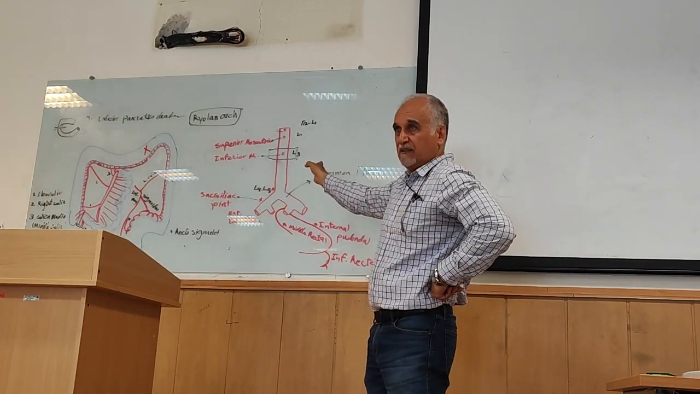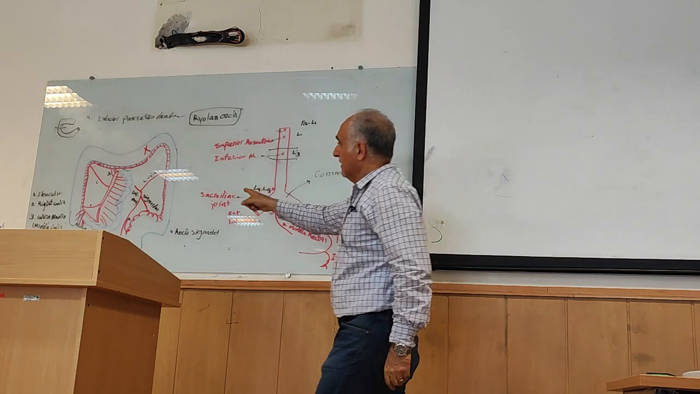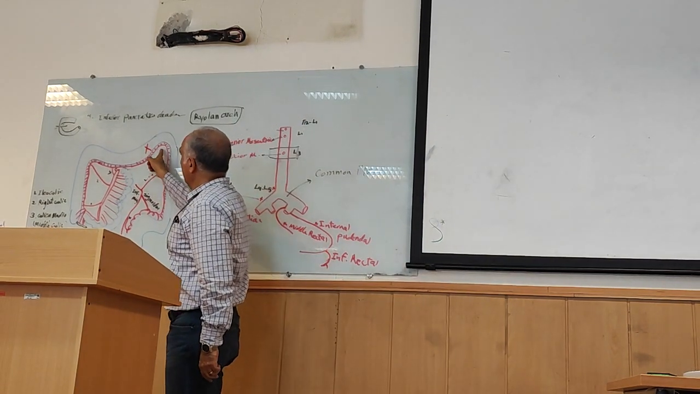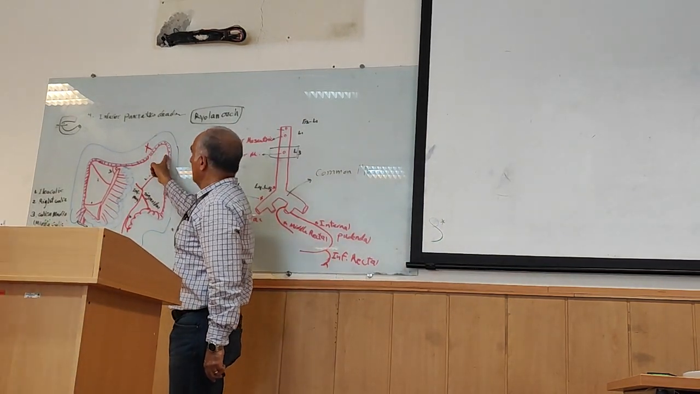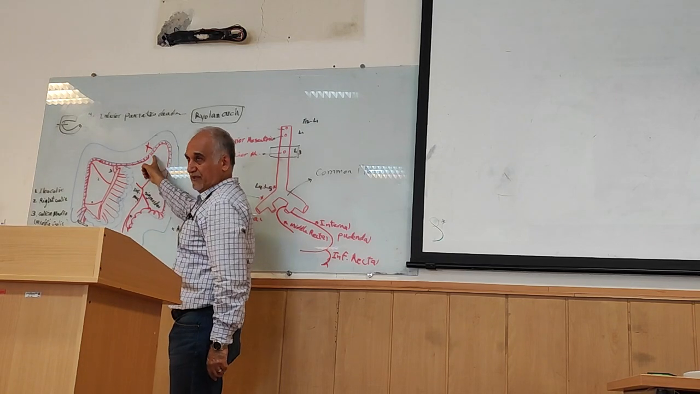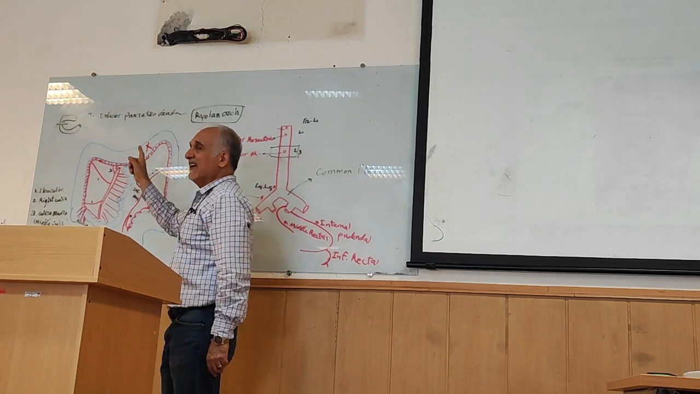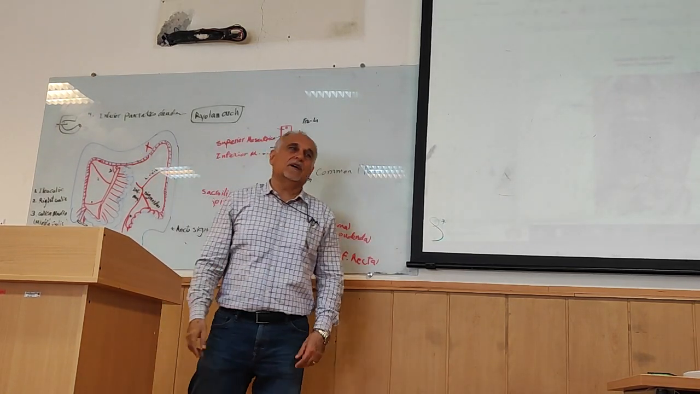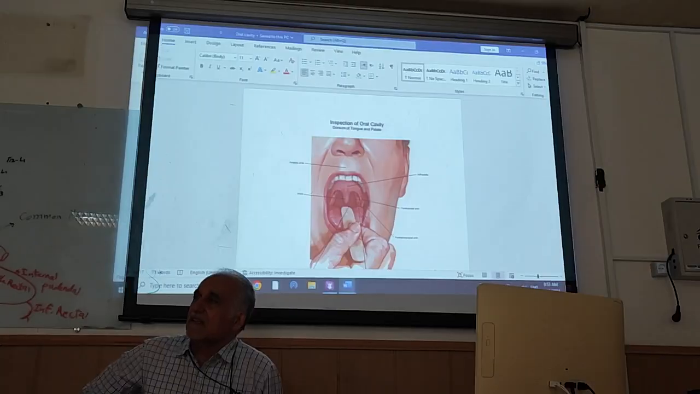Here is left or right? Left branch of colica media and the right branch of left colic. This one is the right branch of left colic, and this one is the left branch of colica media.